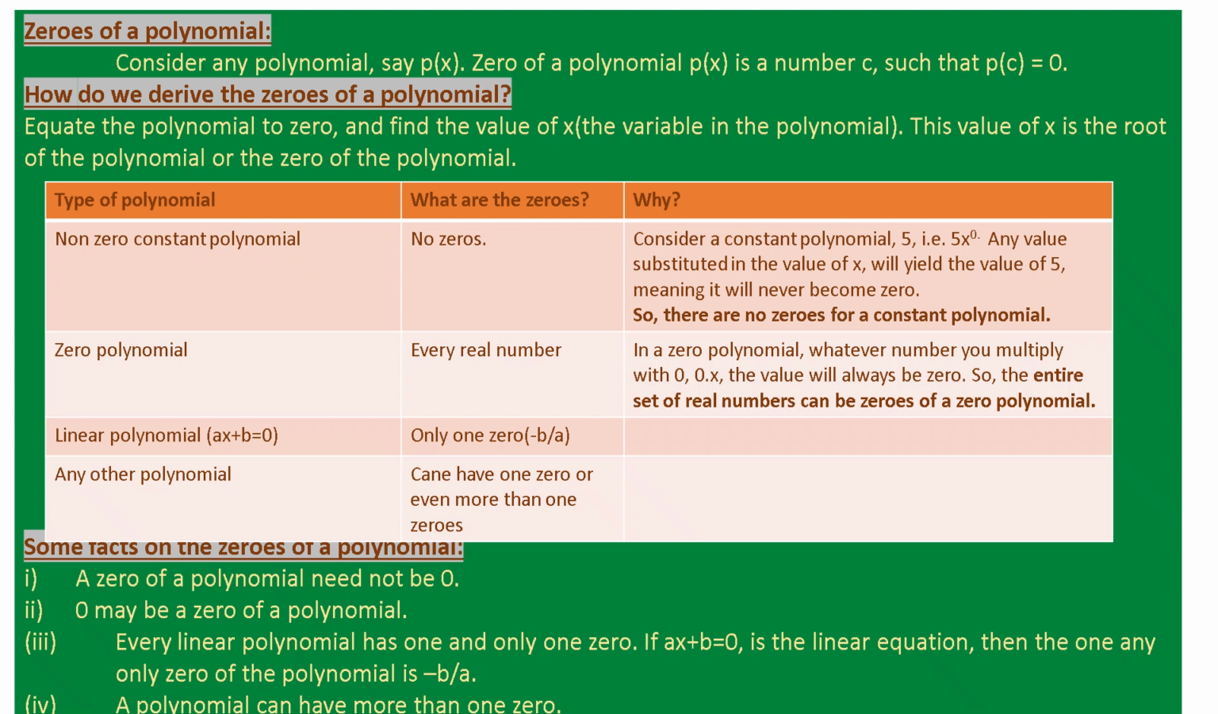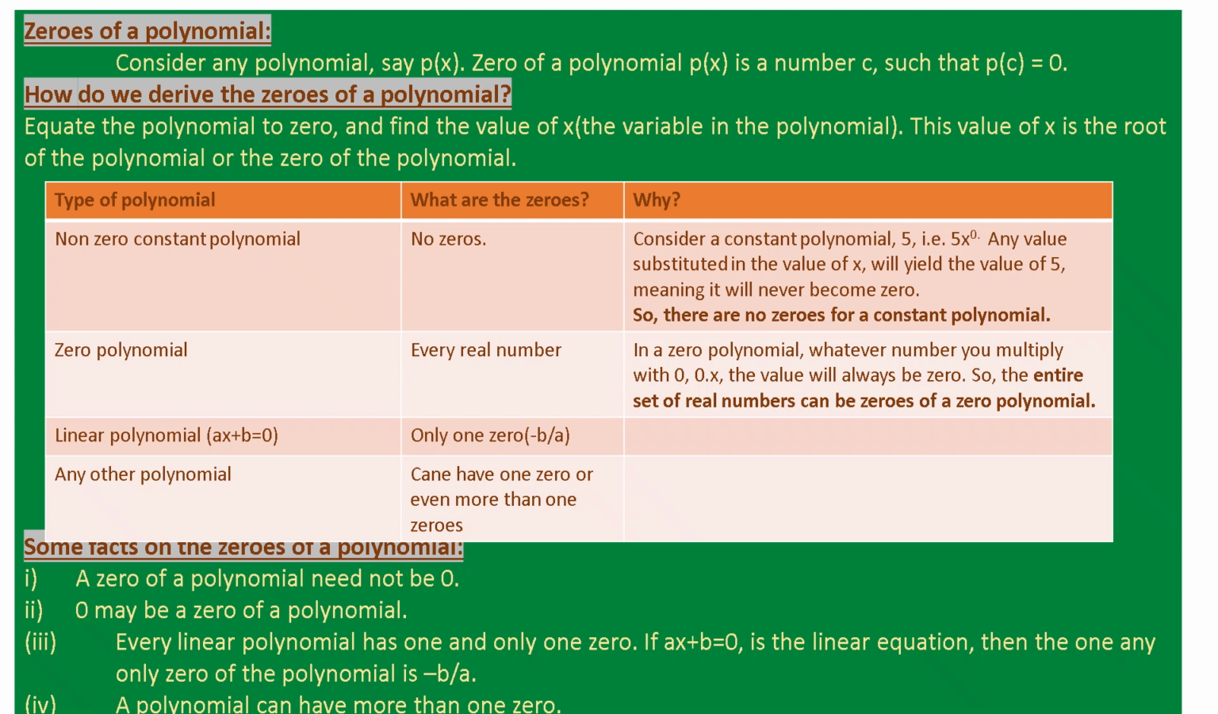Now, the next scenario is the linear polynomial. Linear polynomial, what do we mean by that? The degree is always 1. Ax plus b is equal to 0. The zero is always equal to minus b by a. Whatever the value of b, whatever the value of a, just substitute, and minus b by a gives the zero of a linear polynomial. Any other polynomial can have one zero, or it can have any number of numbers which can act as the zeros of the polynomial.